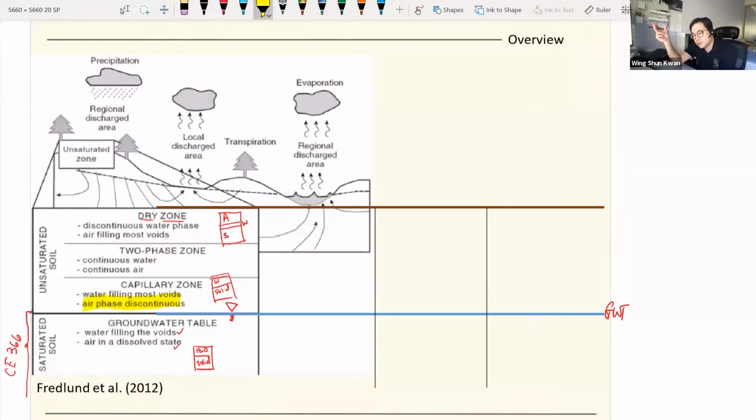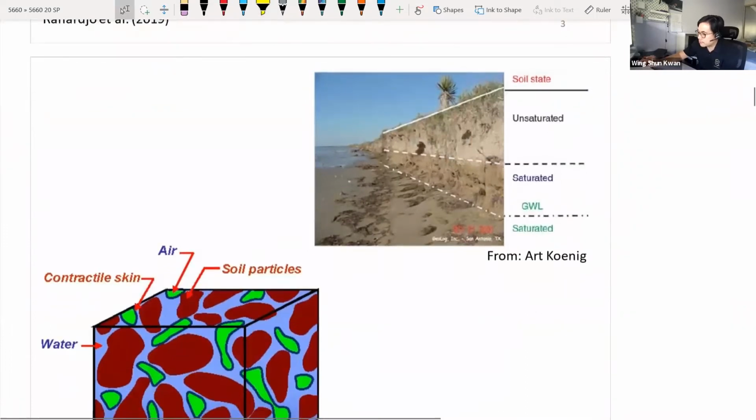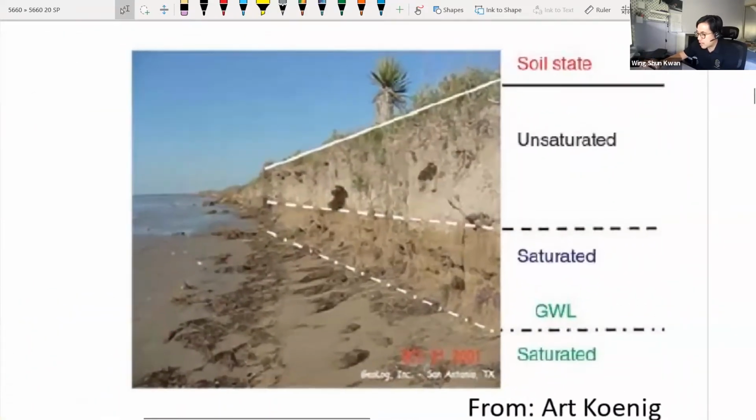In the dry zones, you will have all the air being connected, and the water being disconnected. So that is the dry zone. And in between, the capillary zone is pretty much like the saturated zone, but just above the groundwater table.